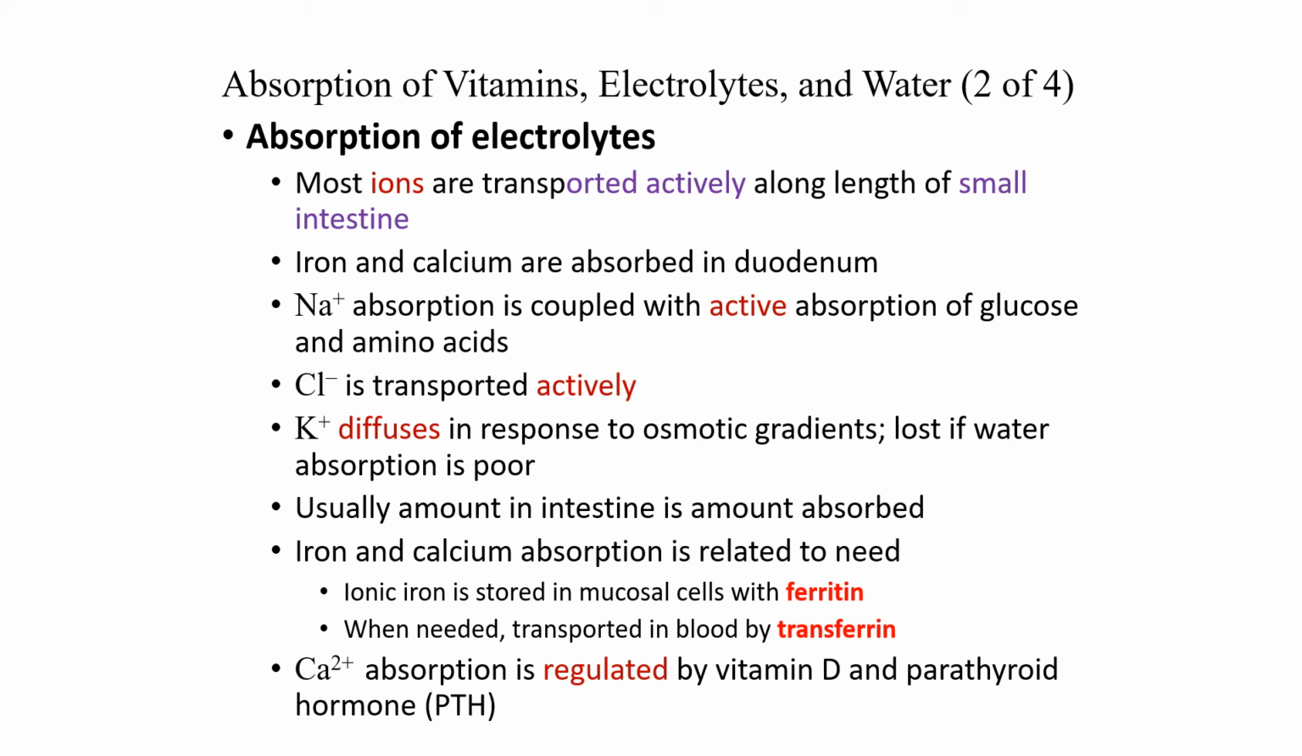Most ions are going to be transported actively along the intestine. Iron and calcium are absorbed mainly in the duodenum. Sodium is actively absorbed with glucose and amino acids. And then, of course, what always follows sodium? Water. Chloride is transported actively. Potassium is simple diffusion, mainly along with water.